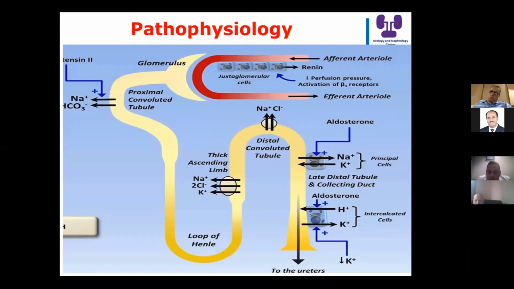The main site for potassium secretion is the connecting tubule in the early part of the collecting duct, through the principal cells, which reabsorb sodium in exchange with potassium, which is secreted under the effect of aldosterone. And then only a small part in the distal part of the collecting tubule is reabsorbed, in exchange with hydrogen.